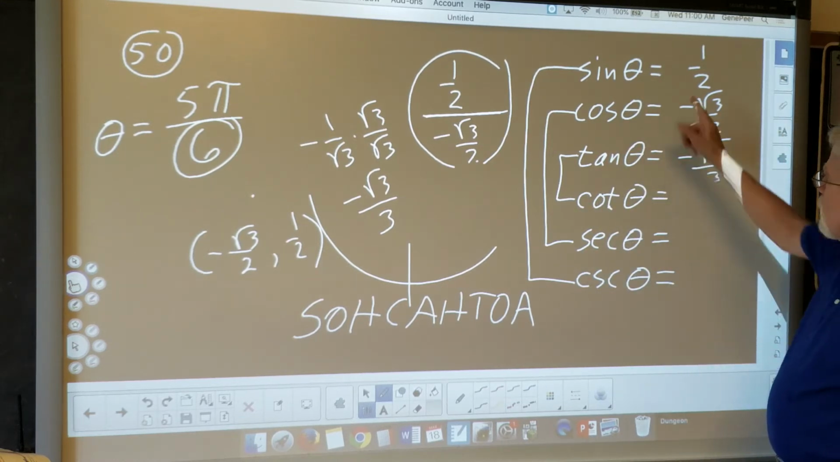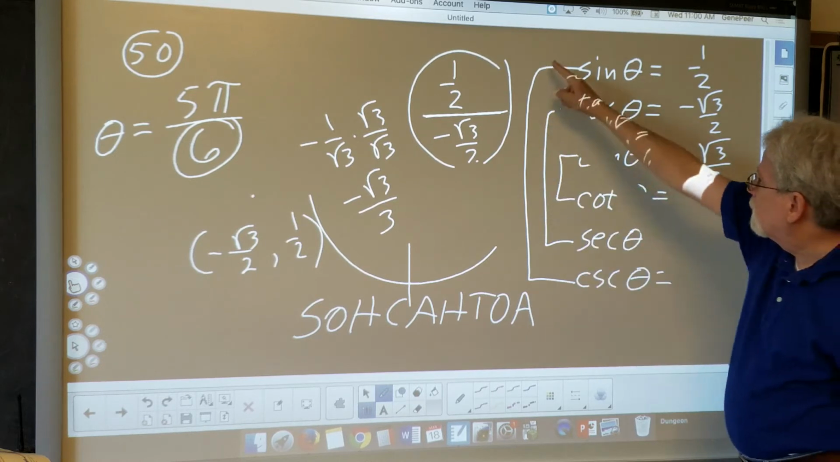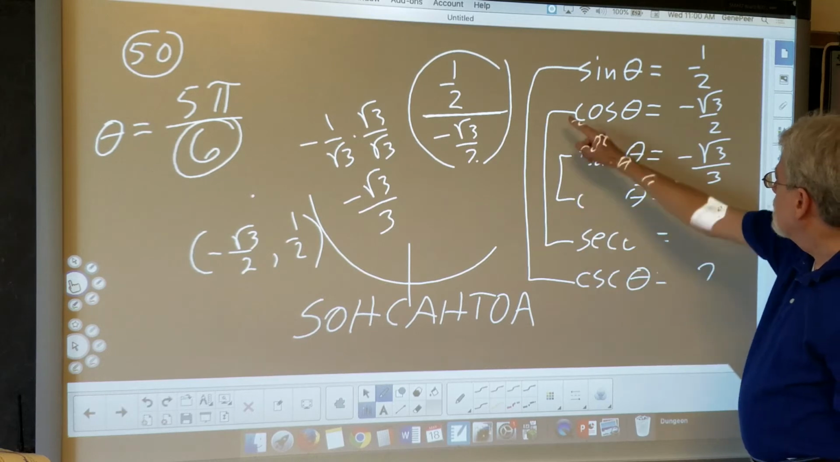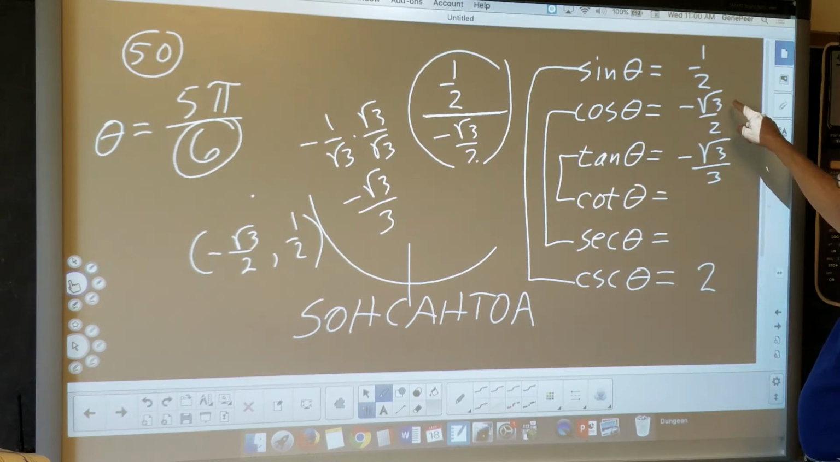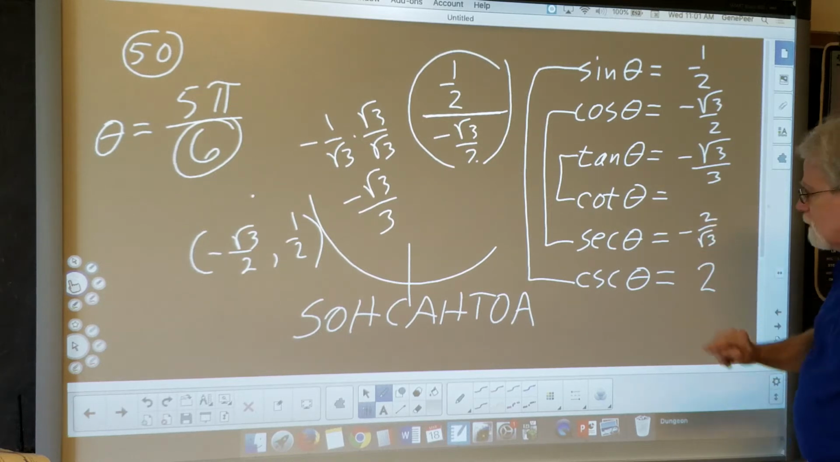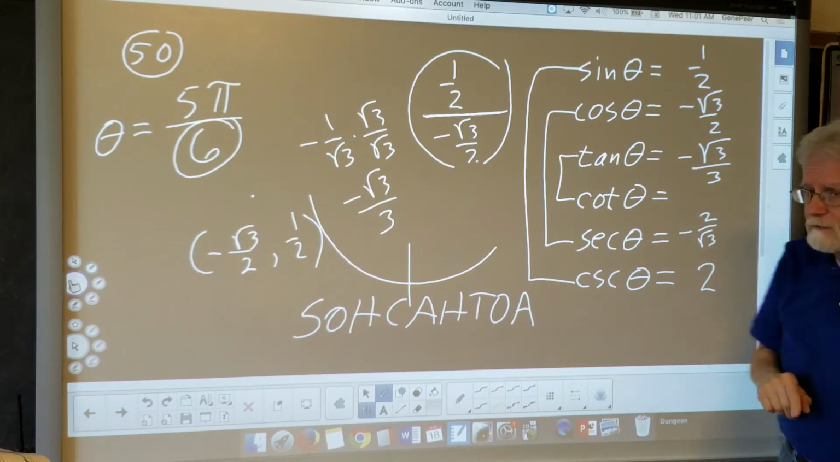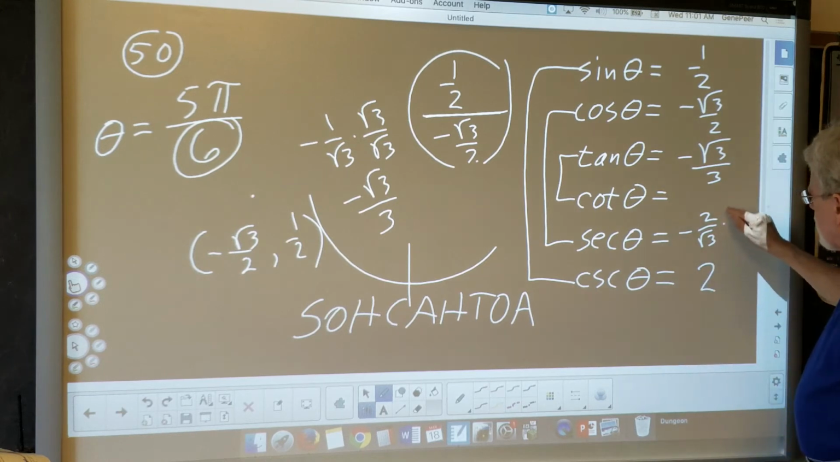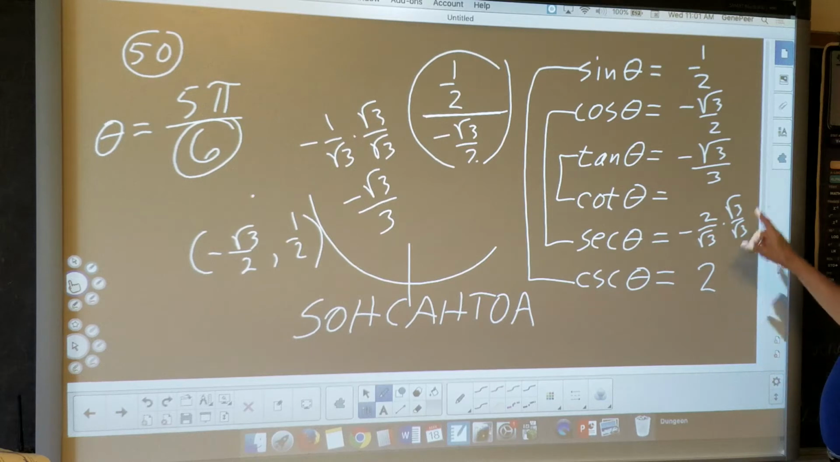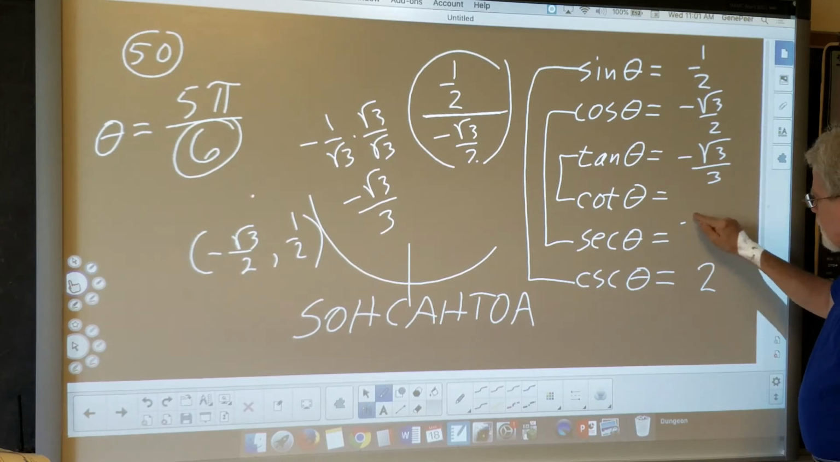So for cosecant, for example, cosecant is just the reciprocal of 1/2, which is going to be 2. The secant is the reciprocal of negative square root of 3 over 2, which is negative 2 over square root of 3. But you know the story on that. We can't leave that radical down there. So we multiply by square root of 3 over square root of 3, which gives us a final result of negative 2 square root of 3 over 3.